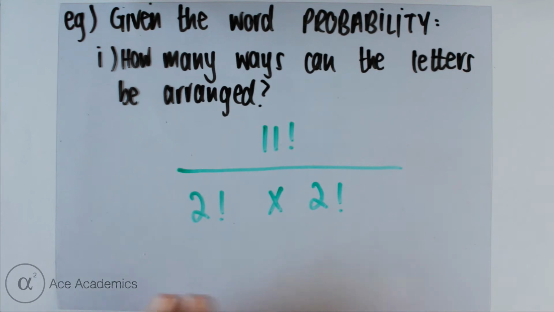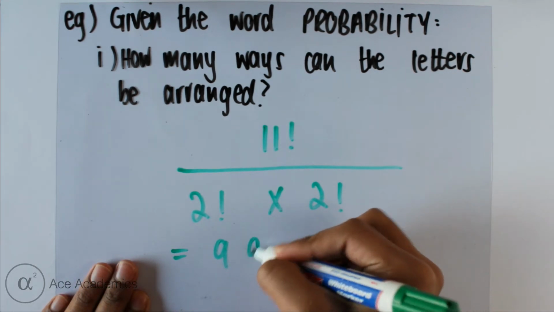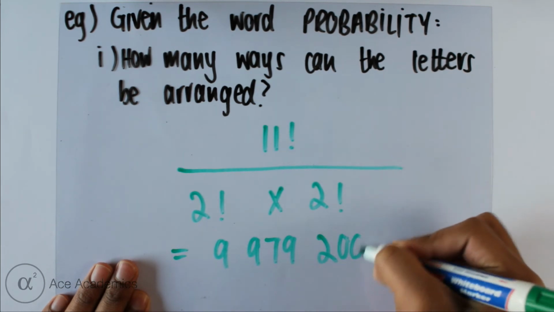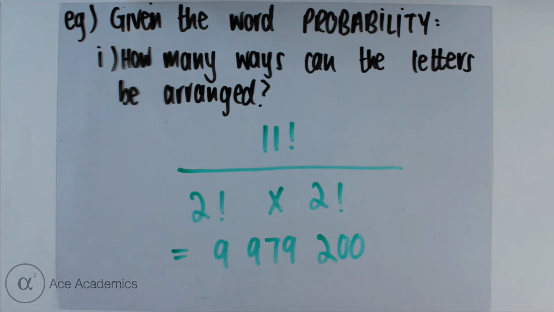And this simplifies to 9,979,200. So with just this 11 letter word, it can be arranged in almost 10 million different ways.